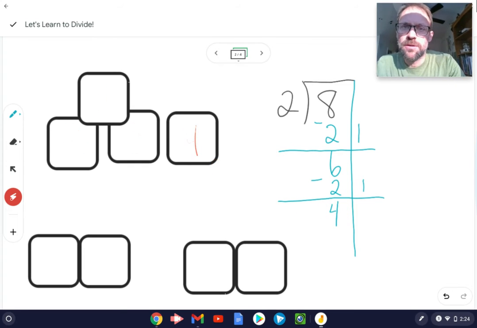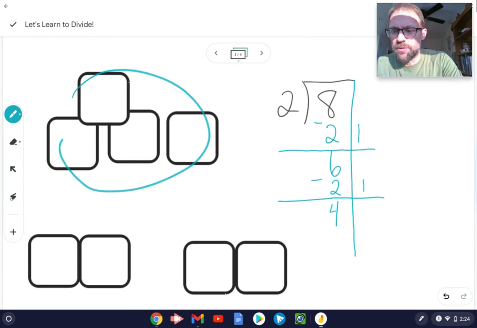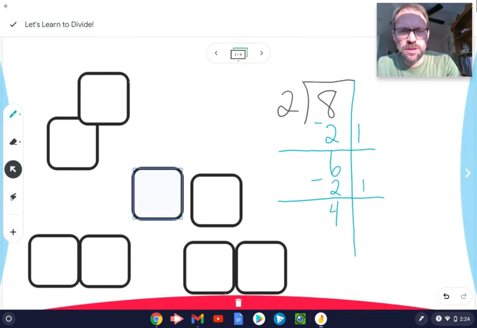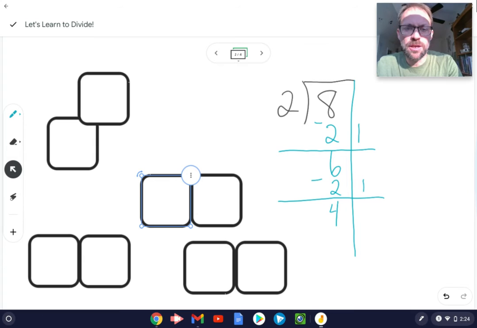And now we repeat the steps all over again. We ask ourselves, okay, well, how many more groups of 2 can we make from the 4? Can we make another group of 2 from the 4 that are left over here? I think we can. So let's grab 2 more. 1, 2 more blocks. There we go.